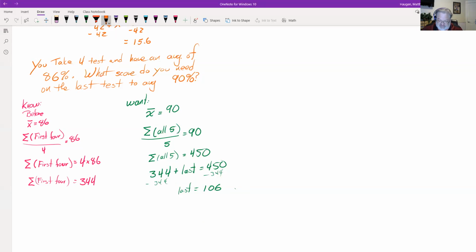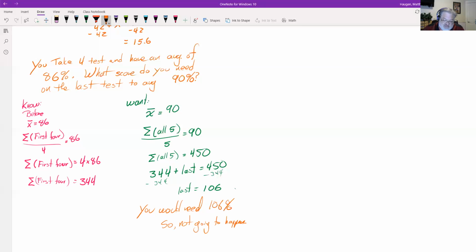But what would we have to get for a 90%? Well, you would need 106%. So if we assume a maximum of 100%, that's not going to happen. That ended up being a depressing problem.